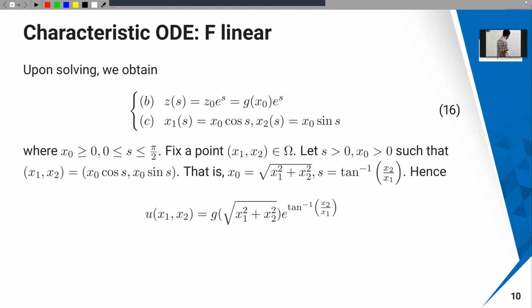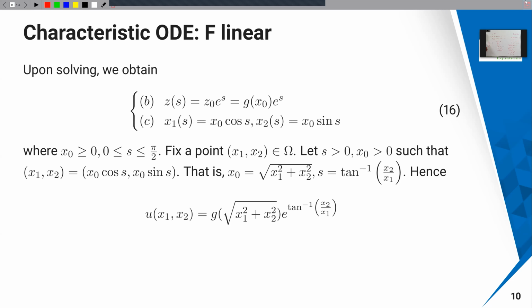Now for this problem you have a system. You have dx by ds equal to minus y, and dy by ds equal to x. These two equations, if you solve them, give you what we need. This is a system of ODE.